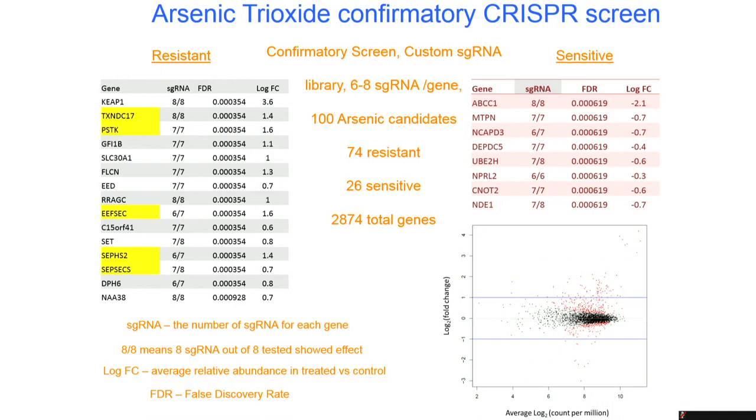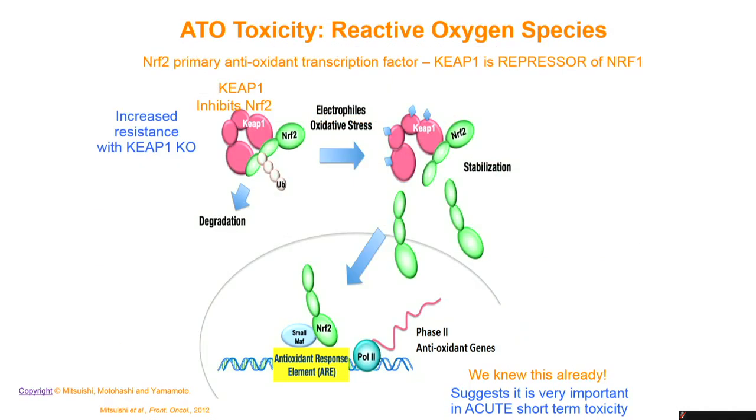For instance, for KEAP1, for 8 out of 8 sgRNAs, there was a significant enrichment. And similarly, we saw sensitive genes. We already knew this to a certain extent about KEAP1. KEAP1 is a well-known inhibitor of NRF2, which is the primary mediator of the response to reactive oxygen stress. So getting rid of KEAP1, not surprisingly, increases the resistance to arsenic.